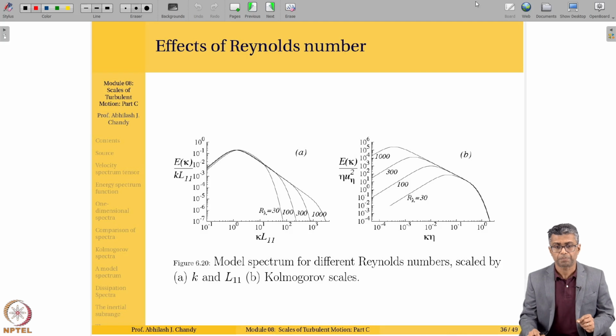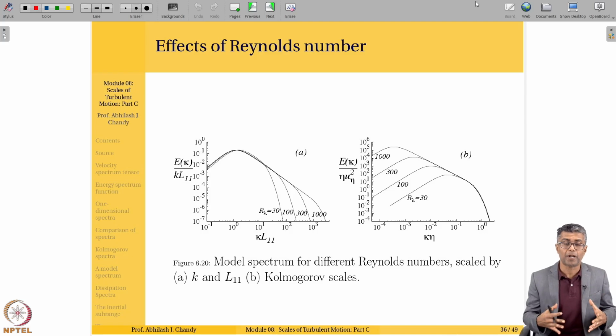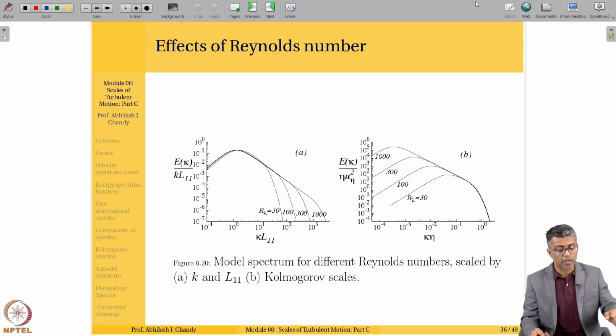A couple of things. One is that on the left hand side figure, we normalized it by a quantity that depends on the large scales: the turbulent kinetic energy, which is the total turbulent kinetic energy of the spectra, essentially where all the large scales are occurring, right? Because the large scales are contributing to the turbulent kinetic energy, we are dividing it by K, and also L11, which is an integral length scale, the largest length scale if you will.